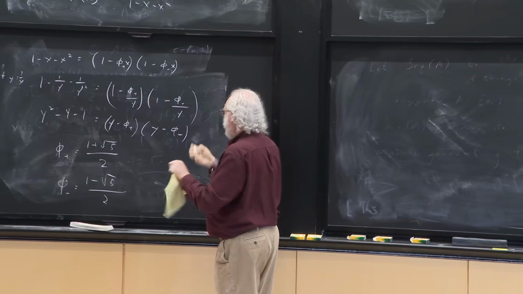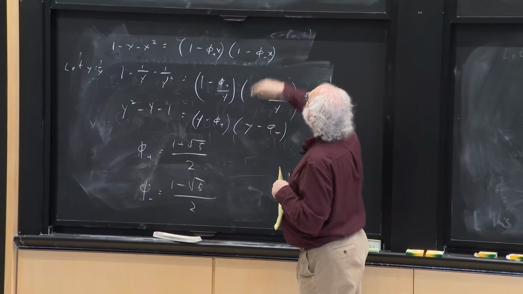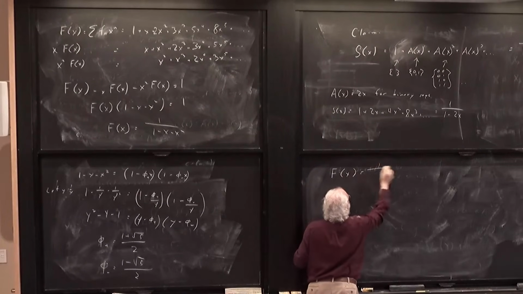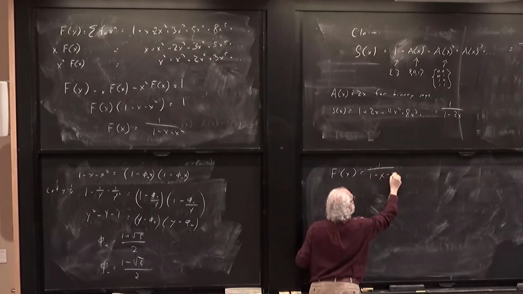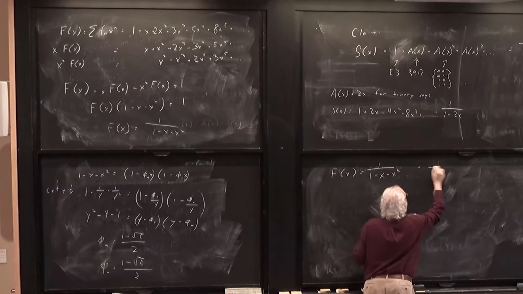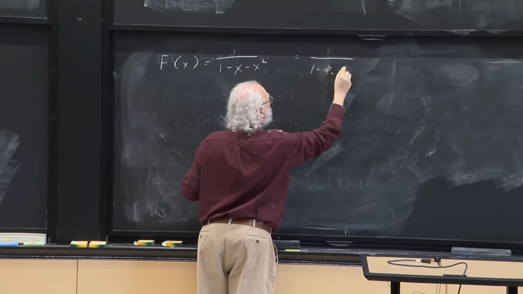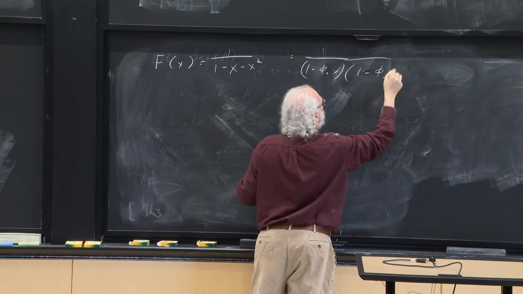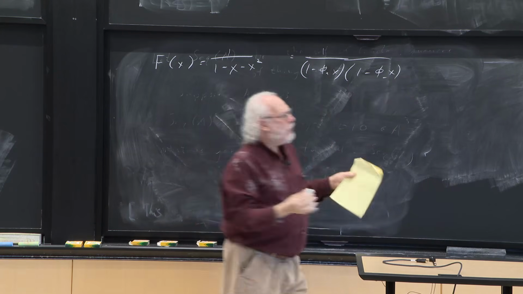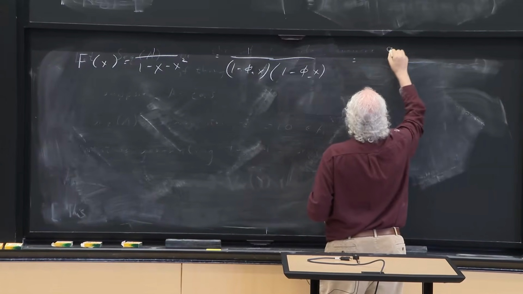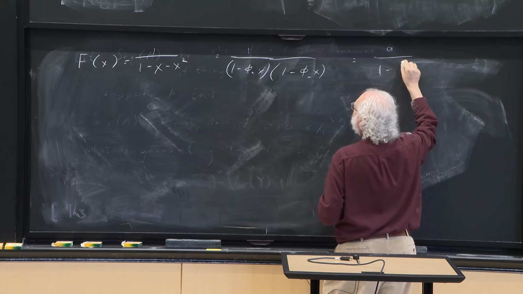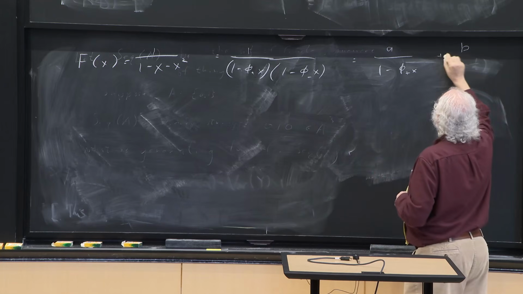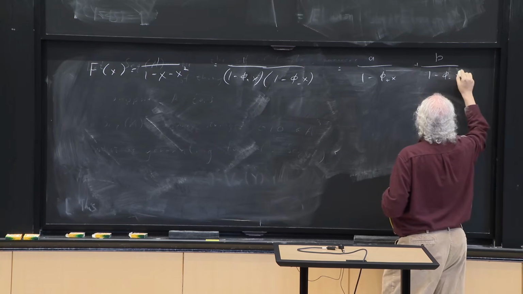Okay, so what do we have? We have f of x equals 1 over 1 minus x minus x squared equals 1 over 1 minus phi plus x, 1 minus phi minus x, and by partial fractions we know this is equal to a over 1 minus phi plus x plus b over 1 minus phi minus x.